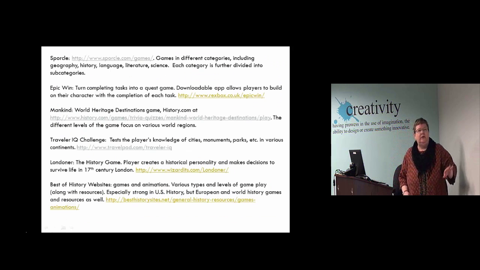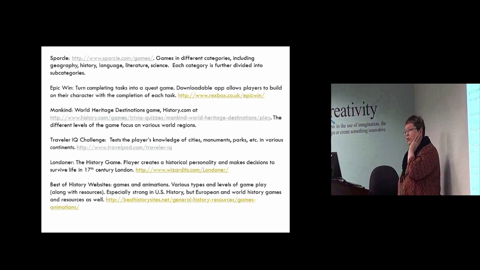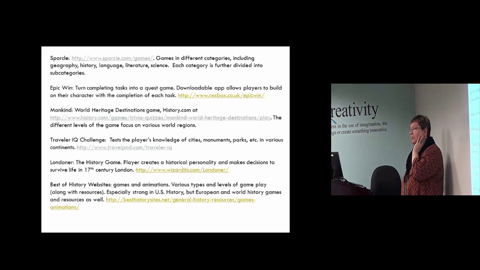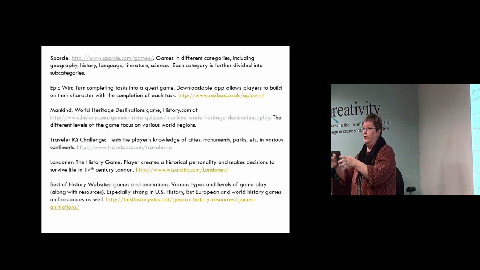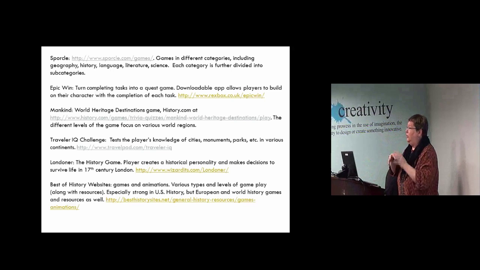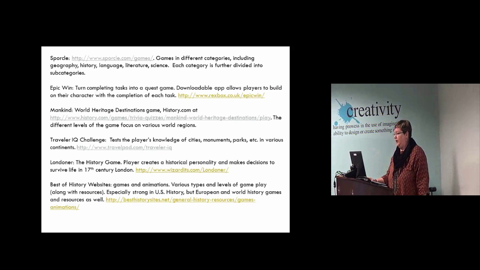I'm not going to go into this one, the Londoner, the history game, but if any of you are interested in 17th century London, this is probably the most complex game that's up here. Because you have a certain amount of money to spend, you have to go and look for a place to live, and what your occupation is, and it's very complex, but it's also a lot of fun.